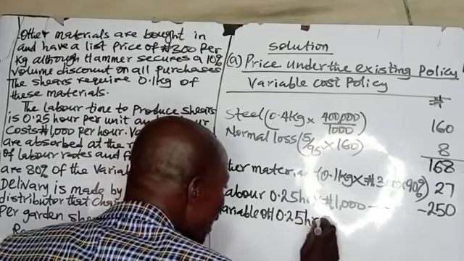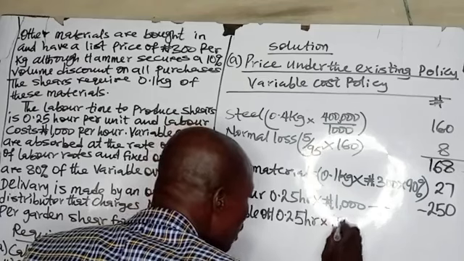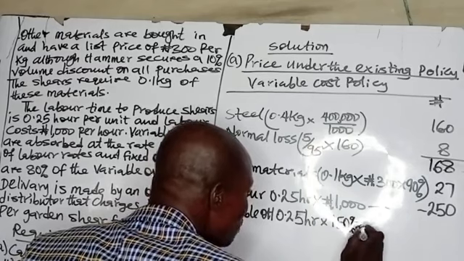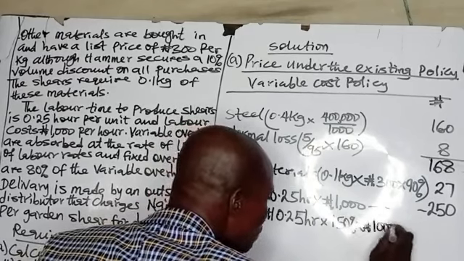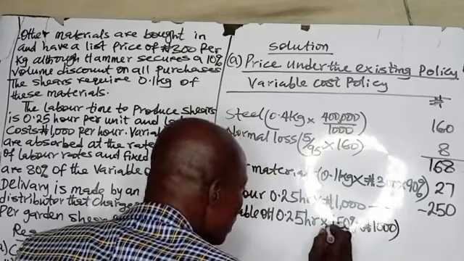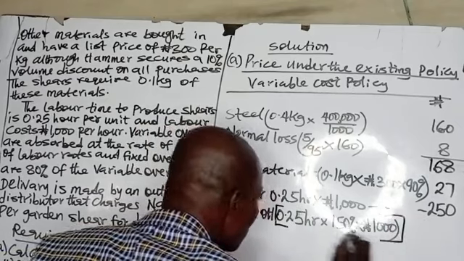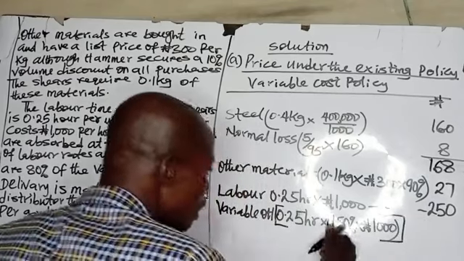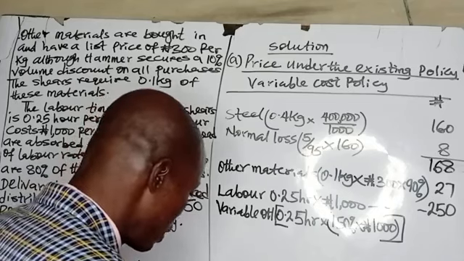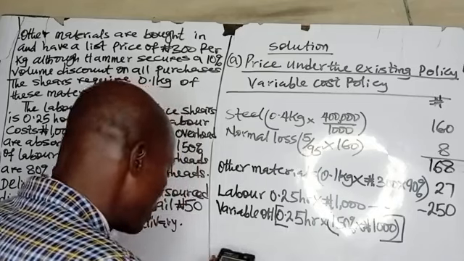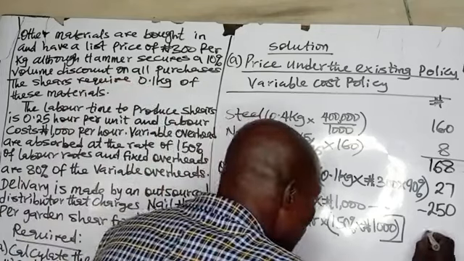0.25 hours times, so we're told it is 150% of labor rate. Labor rate is 1,000. 150% of 1,000 is 1,500. Then 0.25 times 1,500 gives us 375.